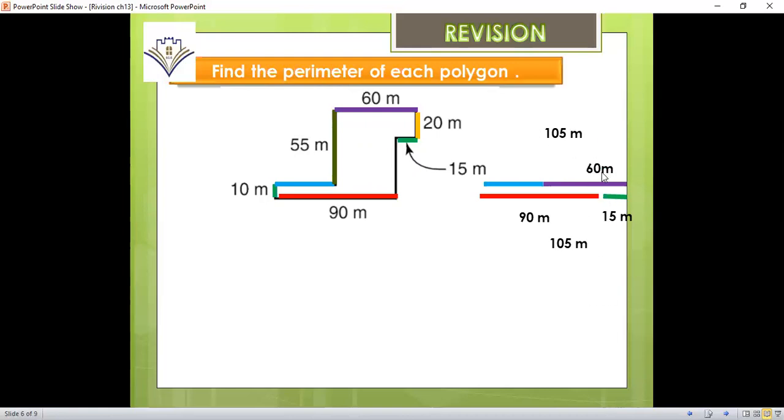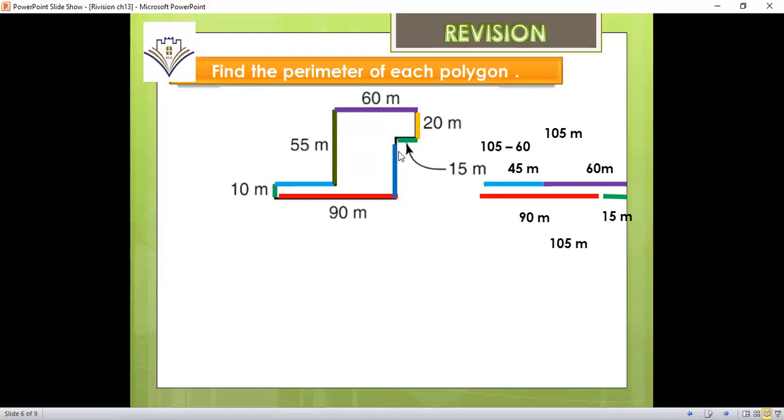If the purple is 60 meters, then what's the measure of the length of this line? It is equal to 105 minus 60. Why did we say 105? Because both of them equal 105. 105 minus 60 equals 45 meter. Then this length is equal to 45 meter. We know it now, but we still have a problem here.